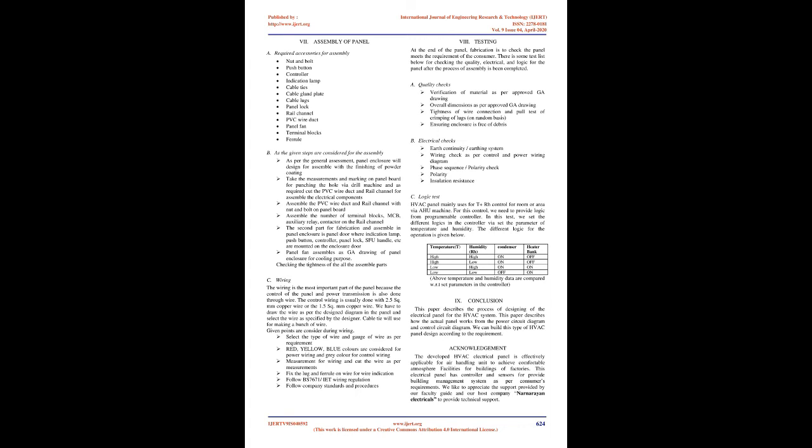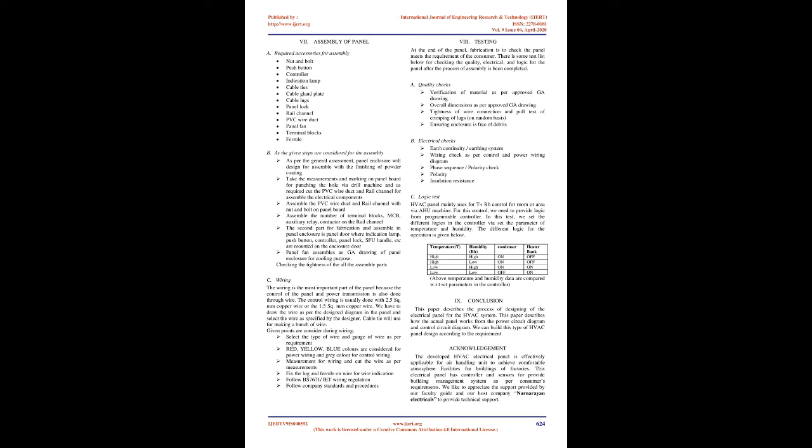As per the general assessment, the panel enclosure will be designed for assembly with a powder coating finish. Take the measurements and mark the panel board for punching holes via drill machine, and as required cut the PVC wire duct and rail channel for assembling the electrical components. Assemble the PVC wire duct and rail channel with nut and bolt on the panel board. Assemble the terminal blocks, MCB, auxiliary relay, and contactor on the rail channel.